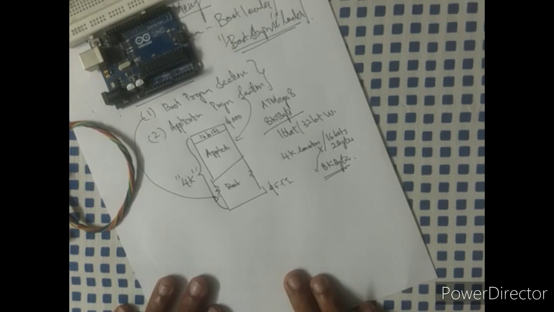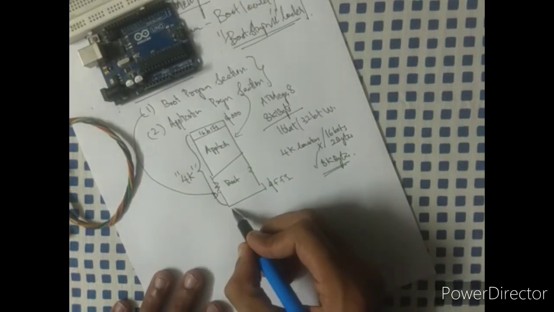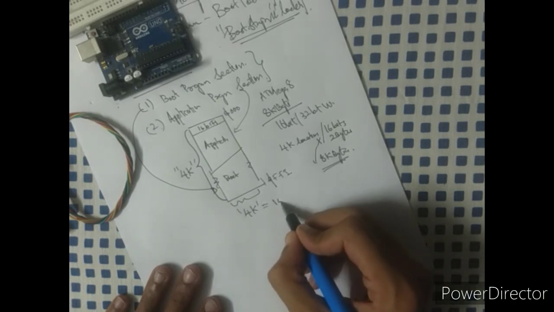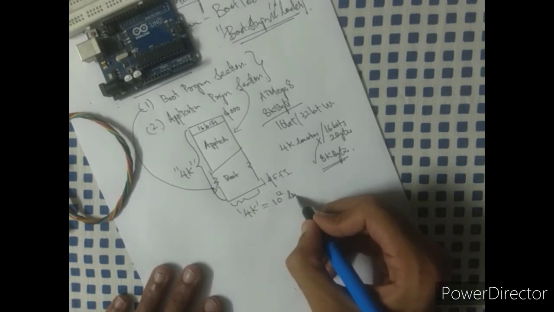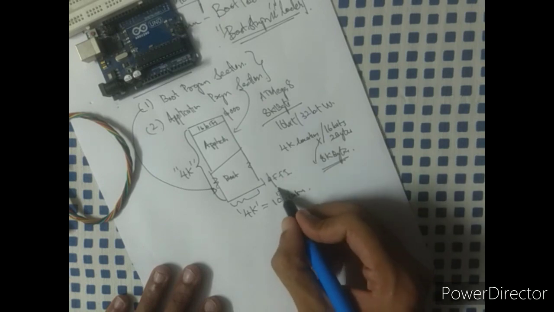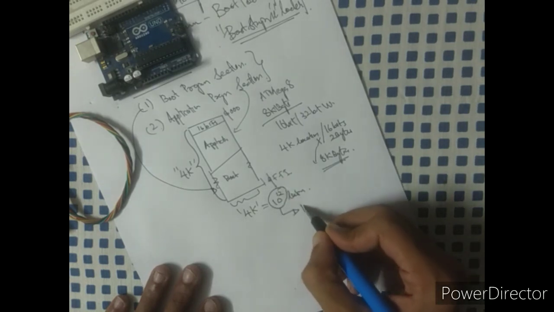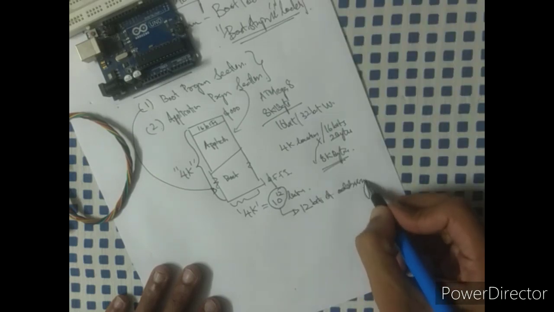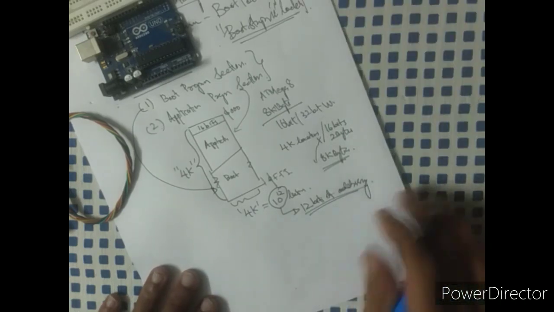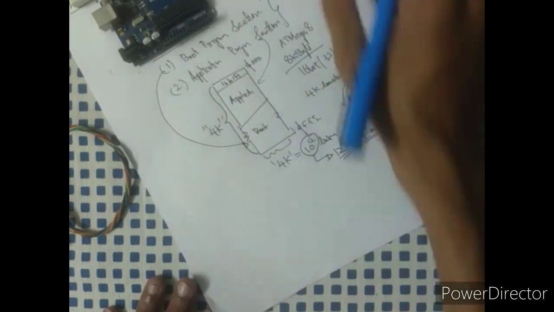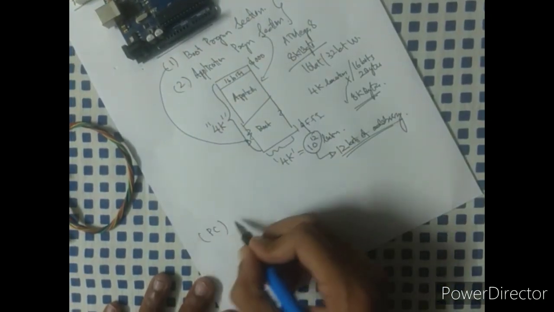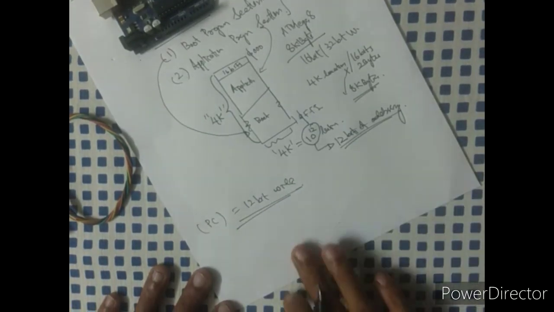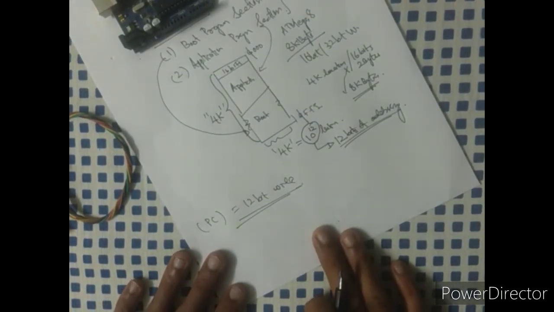So this will form the 8 kilobyte. The total number of address locations required is 4 kilo locations, that is 2 raised to 12 locations. To access 2 raised to 12 locations, we should have 12 bits of addressing. So we can expect the program counter PC to be 12 bits wide. Okay, so this much you have understood.